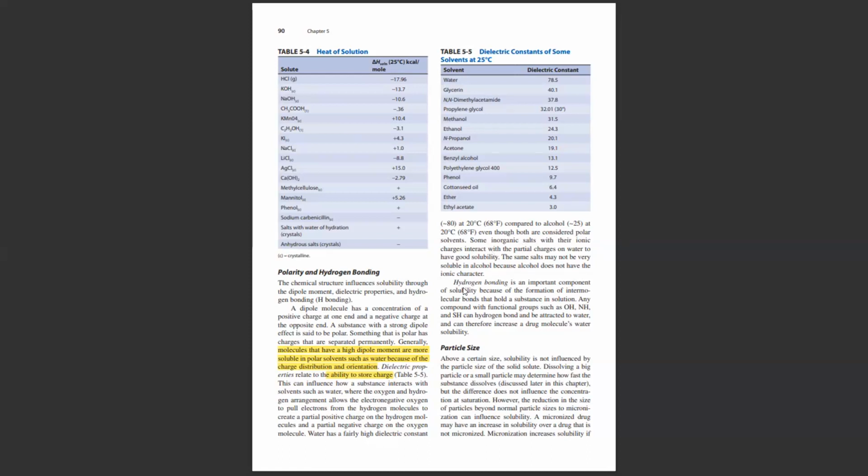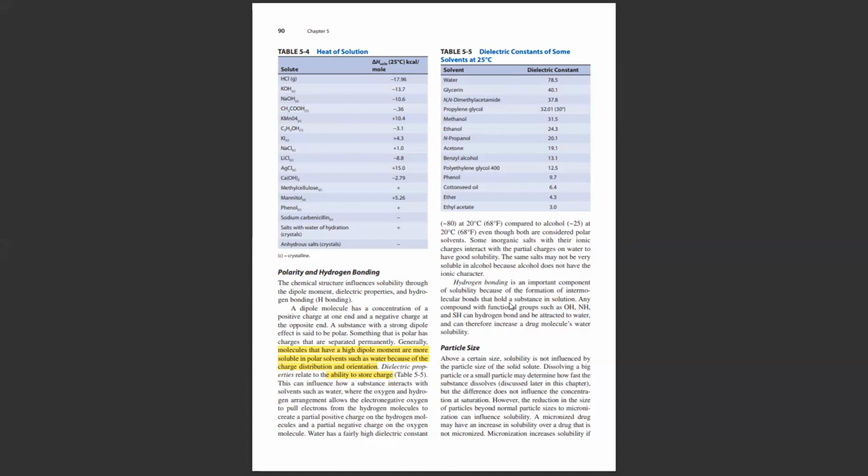The other factor is hydrogen bonding. I'm sure you guys know much of this hydrogen bonding. Any molecule which has a functional group with hydrogen, such as hydroxyl or amide, can form hydrogen bonds and therefore be attracted to water. And this will therefore increase the molecule's solubility.